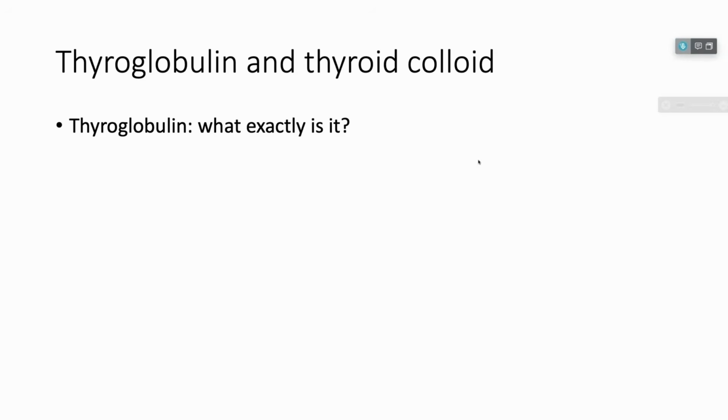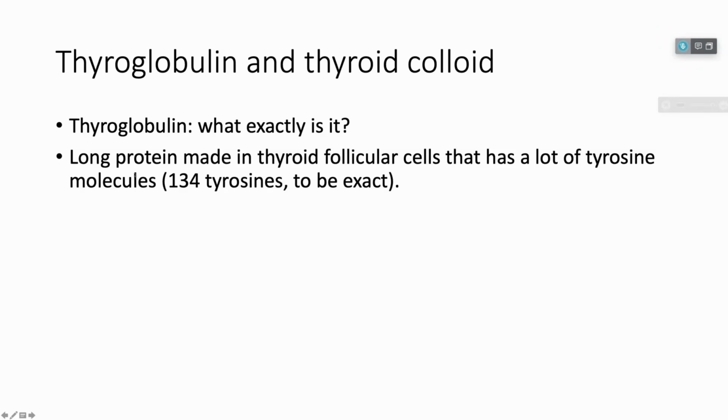What's the major what? Sorry? Defining feature. This is a bad question on my part. It's a long protein. Is that it? Yeah, it's a long protein and it has a lot of what amino acid? Oh, a lot of tyrosine. Exactly. It's a really long protein and it has a ton of tyrosine molecules. 134 to be exact. Crazy, right? It's just really long and has a bunch of tyrosine.